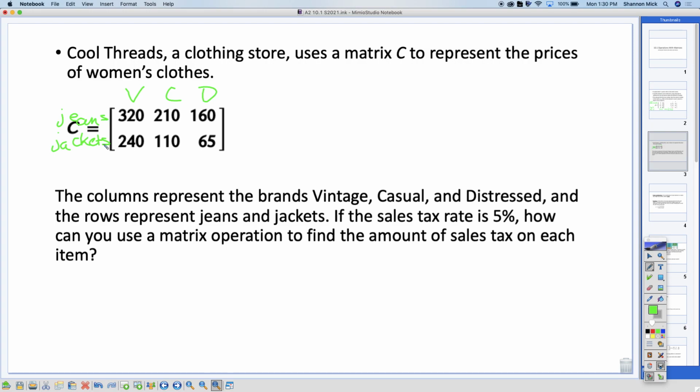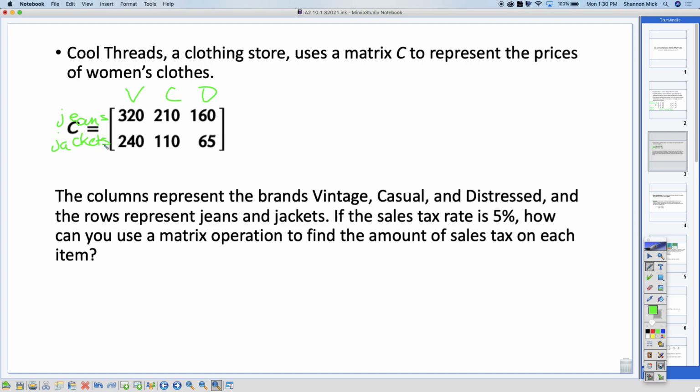Somebody can read that. You've read things like that before, right? You have read a table. If I said jackets, casual jackets, you've read a table like that.